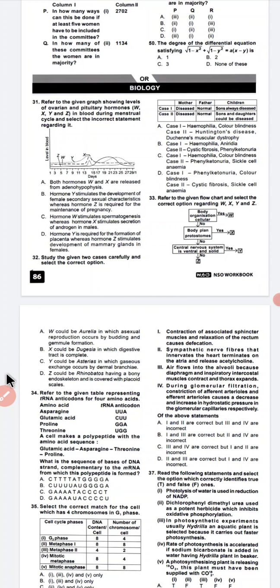That is question 32. And the correct answer is C. So C is the correct answer.